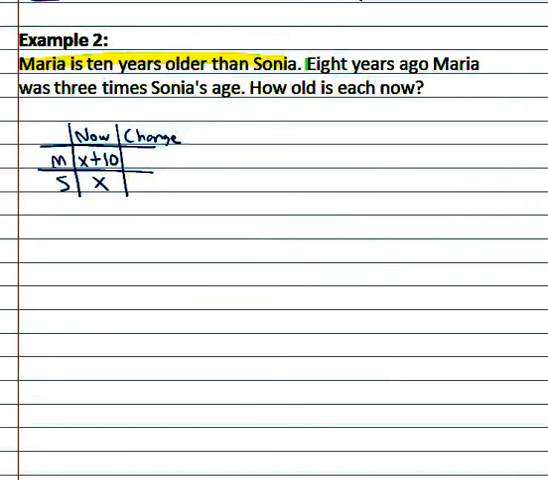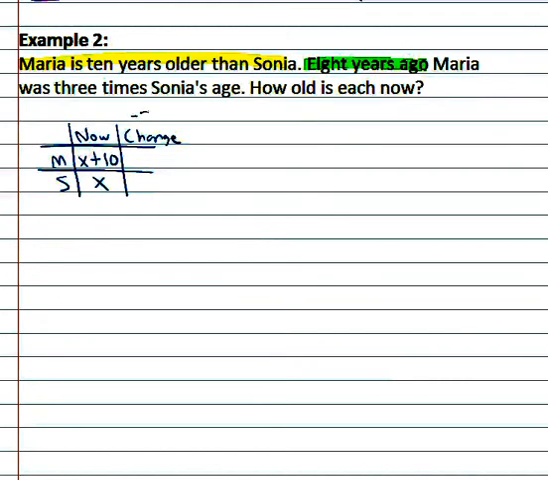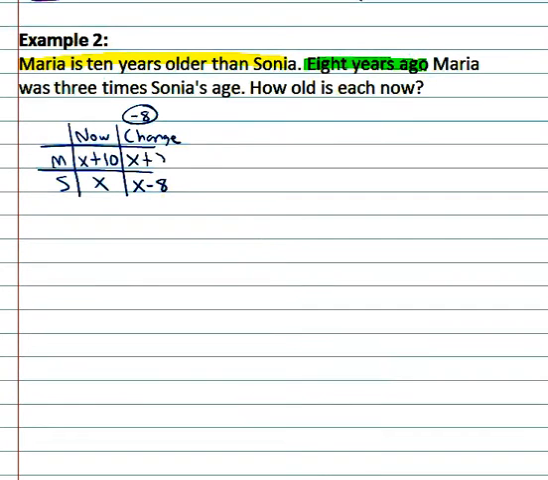And then there's some type of change. How much change? 8 years ago, stop there. 8 years ago is our change. Subtracting 8 to get our change. So starting at the bottom here with Sonia, who was x, now if we subtract 8, we have x minus 8. With Maria, we're subtracting 8. When we combine like terms, 10 minus 8 is 2, so we've got x plus 2 left in the change.